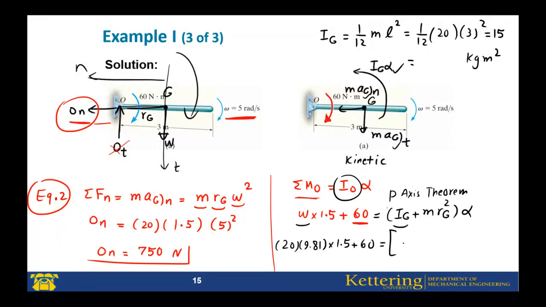This one is equal to 15 plus mass 20, RG is this distance, 1.5 squared, multiplied by alpha. Then we can find the alpha. If you calculate it, alpha can be found. Alpha for this problem will be 5.9 radian per second squared. This is one answer I am looking for.